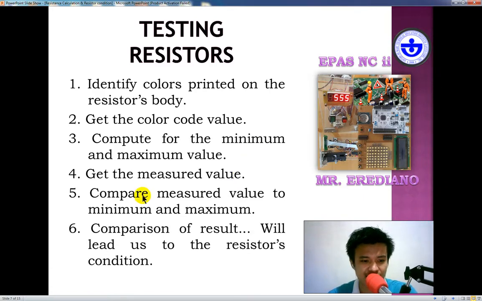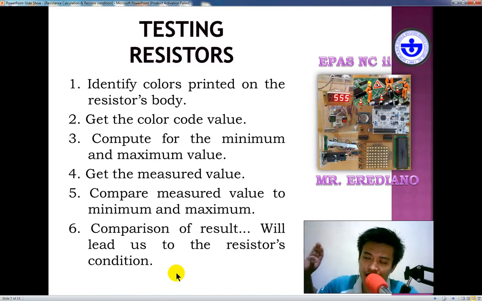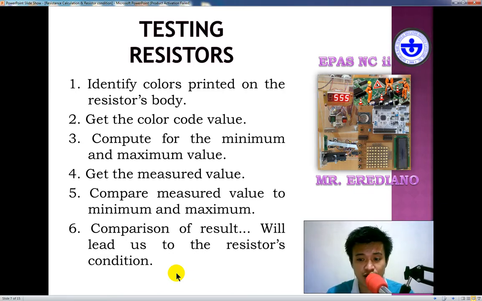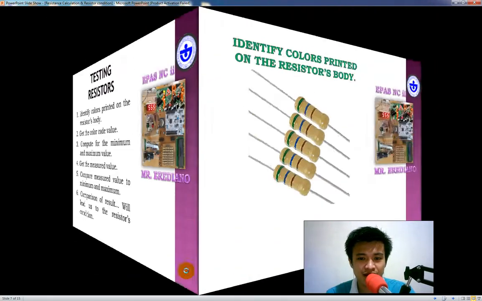Okay, so number 6 is upon comparison, so you can have now the comparison result. Now, this result will lead you to identify the condition of the resistor. So once you already have the minimum and maximum and the measured value, you are going to compare it for you to decide, for you to know what is the condition of the resistors. Now next, these are examples.